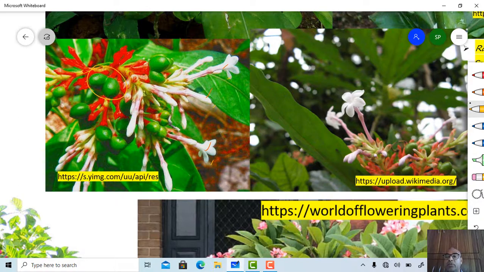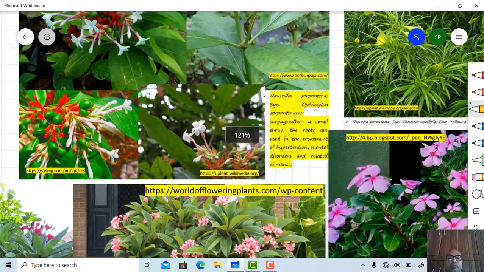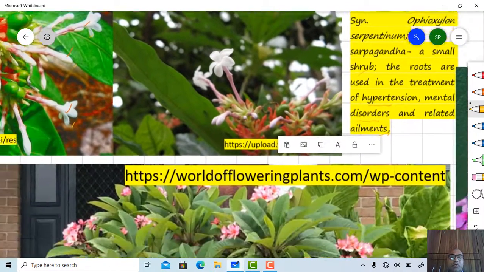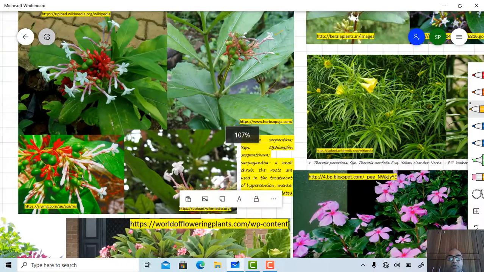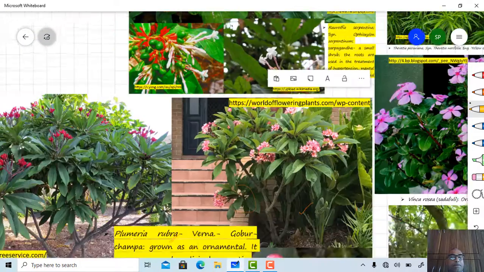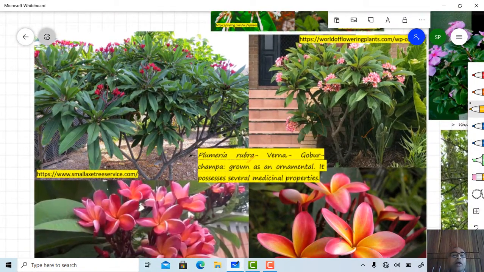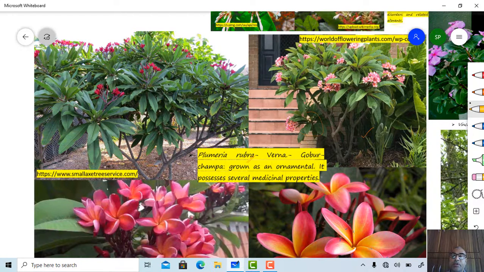Again one more figure, this one. Then the next plant is Plumeria rubra. Plumeria rubra and Plumeria alba both are very common species. Gobar champa is a vernacular name, grown as an ornamental plant and also possesses medicinal properties.